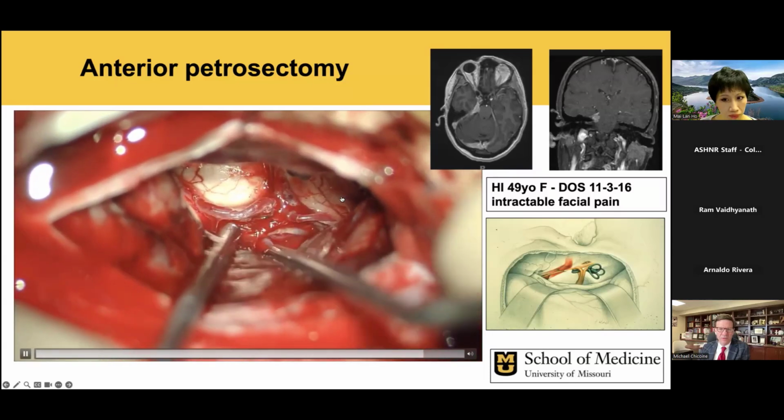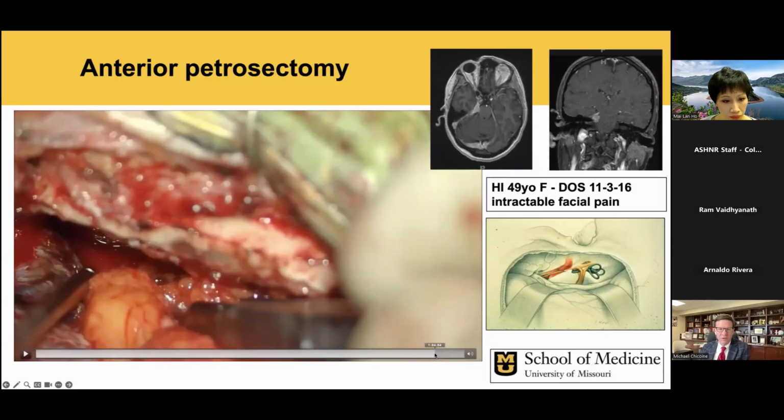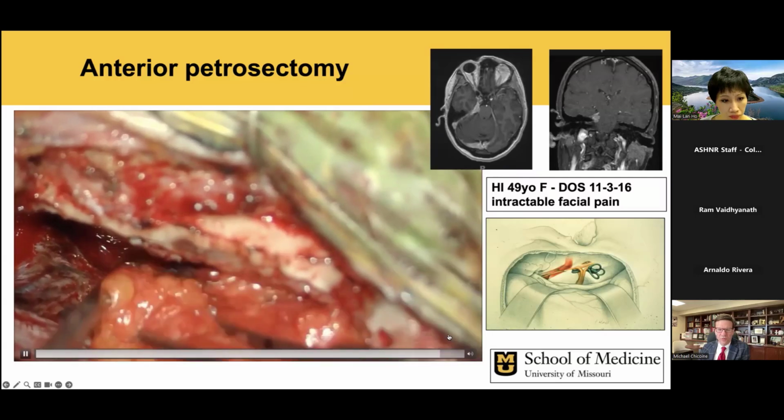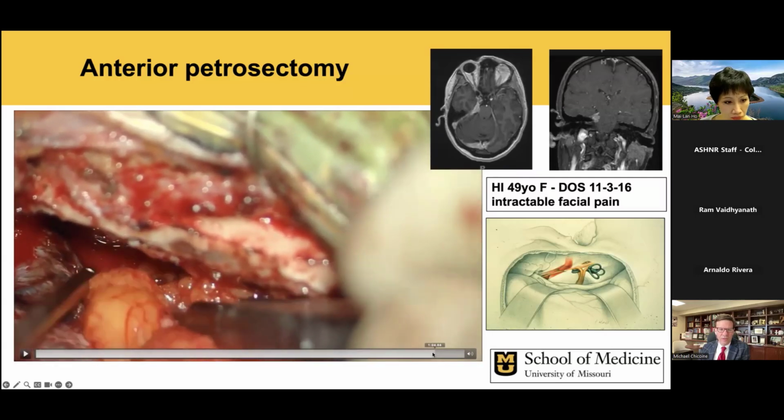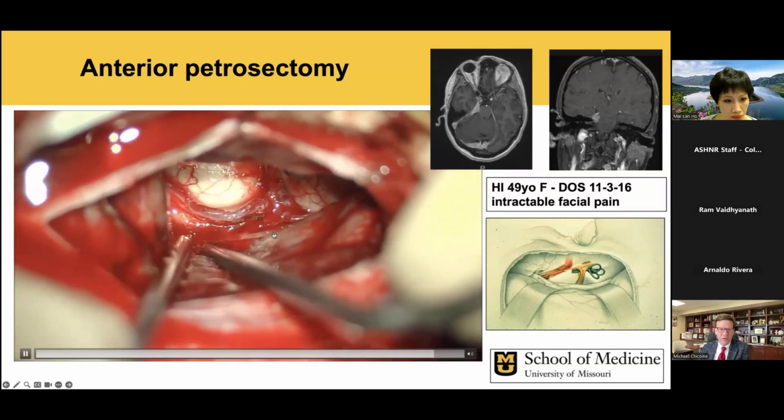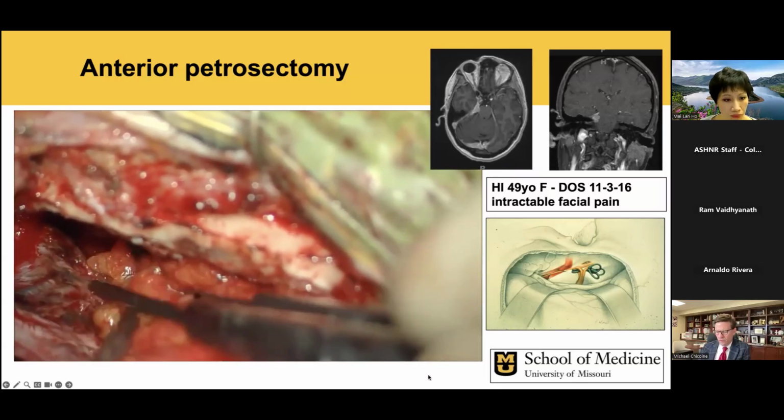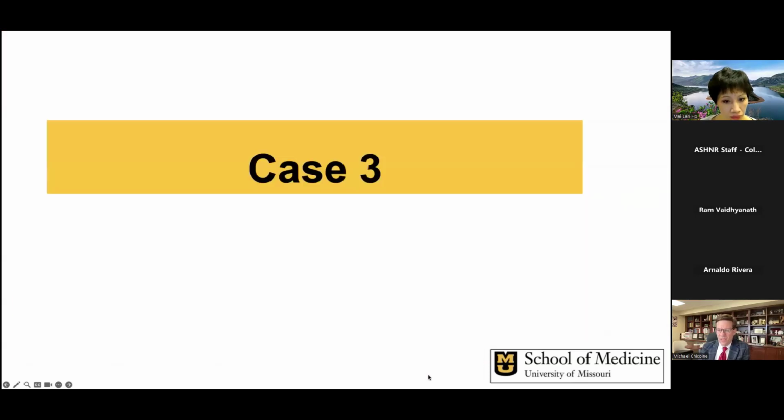So we've got a combination of a middle and a posterior fossa approach here. You got a little glimpse. That's probably the fourth nerve, that little twig of the nerve, probably the most delicate of the cranial nerves, the fourth nerve there. All right, so case 3.